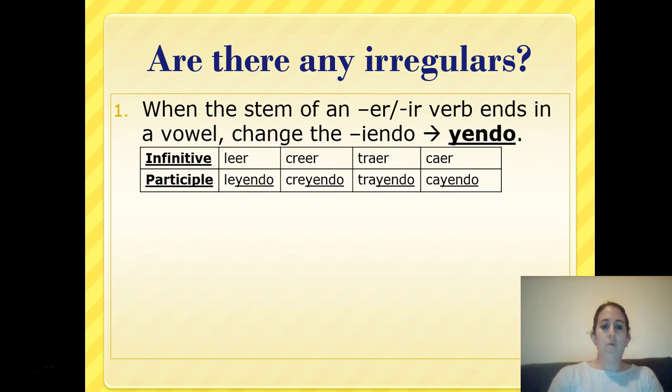So, when the stem of an ER or IR verb ends in a vowel, you're going to change the -iendo to -yendo. So leer would be leyendo, creer, creyendo, traer, trayendo, caer, cayendo. So that I changes to a Y. We're going to see that a little bit later in this semester. We haven't really used many of these verbs lately, but this is just an FYI for you. I'm not necessarily going to focus on this number 1 information too much, but make sure you've got that down in your notes and you're just aware of it.